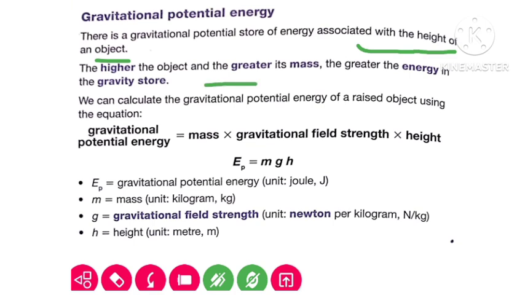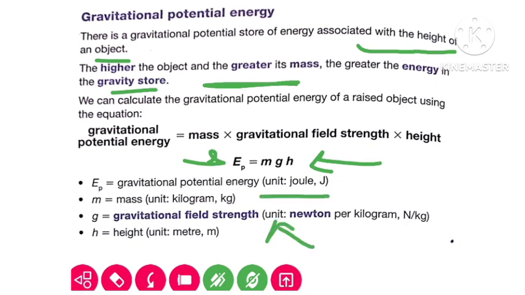The higher the object and the greater its mass, the greater the energy in the gravity store. This is the important point. And what is the formula? Gravitational potential energy is equal to m into g into h. Ep is the gravitational potential energy, m is the mass, g is the gravitational field strength, and h is the height of the object.